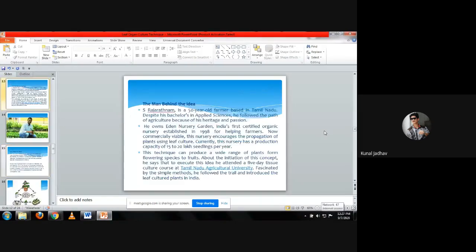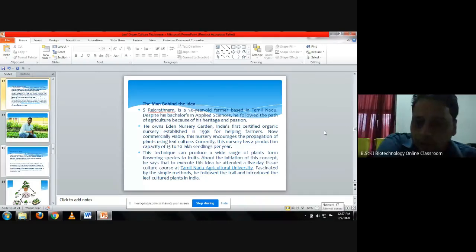So the man behind this is S. Ratnam. He is a 50-year-old farmer who lives in Tamil Nadu. Tamil Nadu is a South Indian state, present in the southern part of India. He has got a bachelor's degree in applied science, around 1980-85. Even after being educated, he followed the path of agriculture, because of his heritage and passion for it.